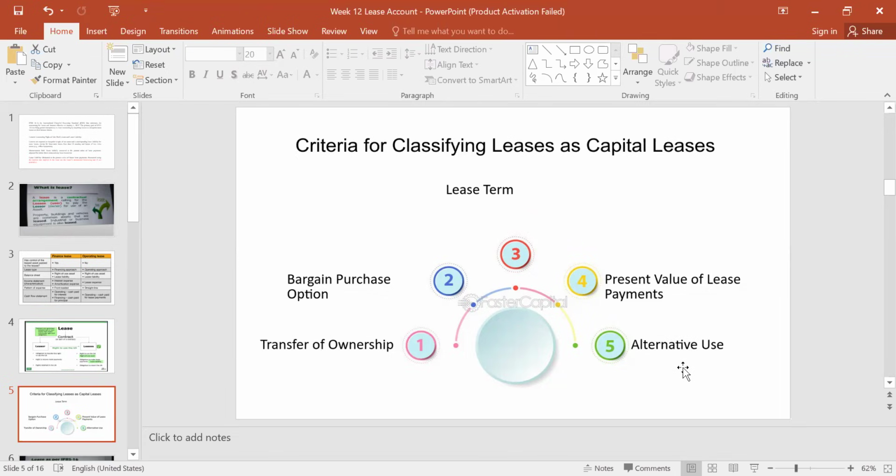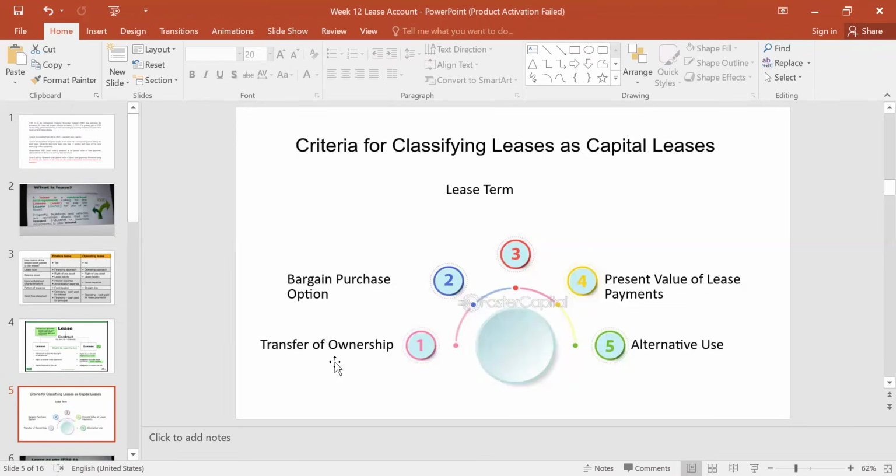Another option is the alternative use. You have to consider alternatives because sometimes a lease agreement may be held or may be discontinued in a different way. You have to take the alternative use into consideration. Okay. Another, transfer of ownership.